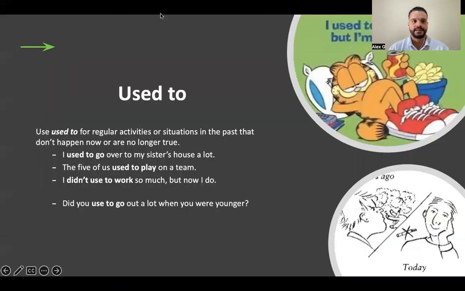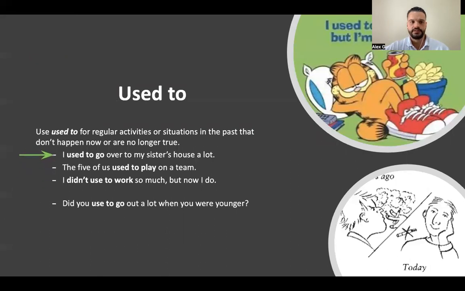The next thing that we're going to talk about is used to. Used to is for the past. Here we have the introduction, which says use used to for regular activities or situations in the past that don't happen now or are no longer true. For example, I used to go over to my sister's house a lot. The five of us used to play on a team. I didn't used to work so much, but now I do.